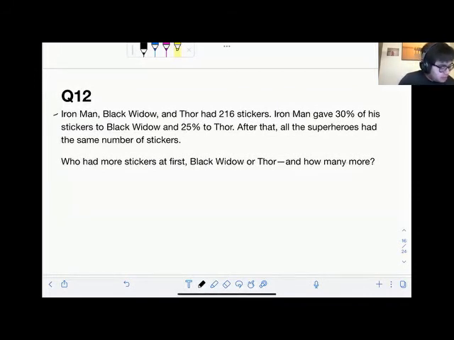Okay, Iron Man, Black Widow, and Thor had 216 stickers. Iron Man gave 30% of his stickers to Black Widow and 25% to Thor. Afterwards, all the superheroes had the same number of stickers. Who had more stickers at first, Black Widow or Thor, and how many more?